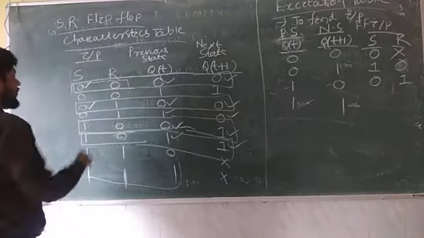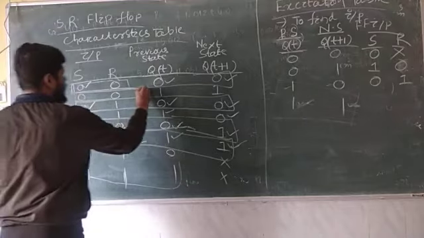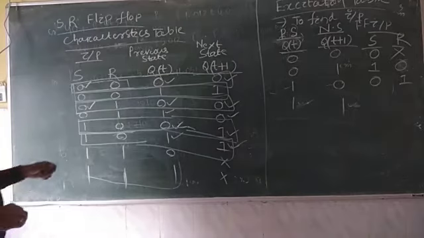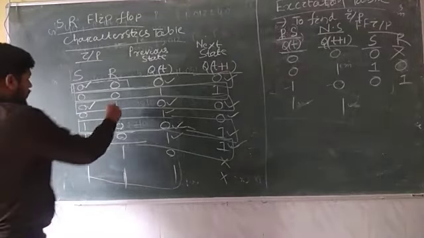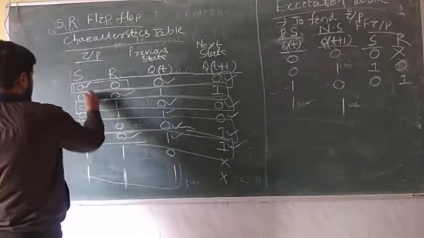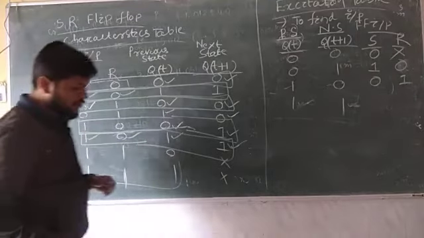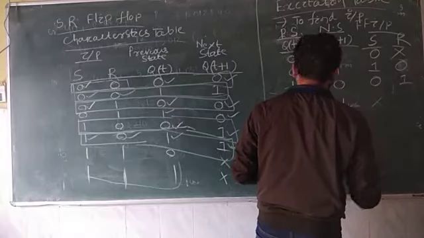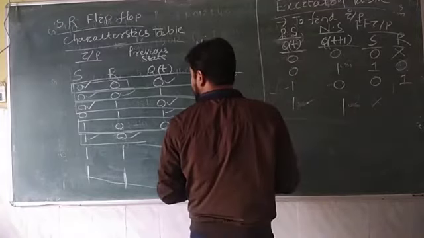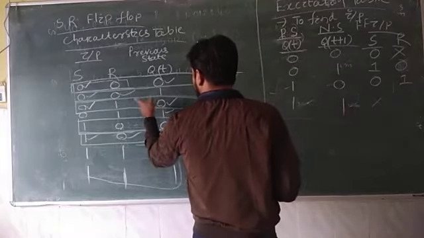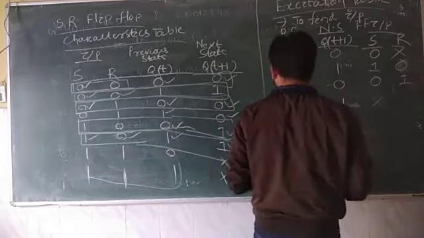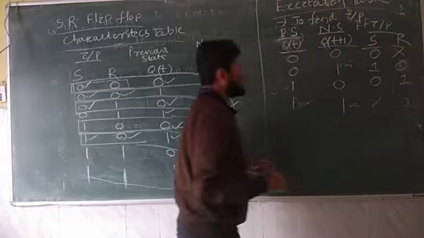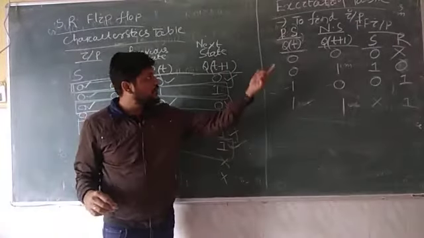Another case is when Qt is 1 and Qt+1 is 1. Here we can observe R is always 0, but S is changing from 0 to 1. So S is either 0 or 1, that means S is don't care, and R is constant, that is 0. So this is how we will find your excitation table.